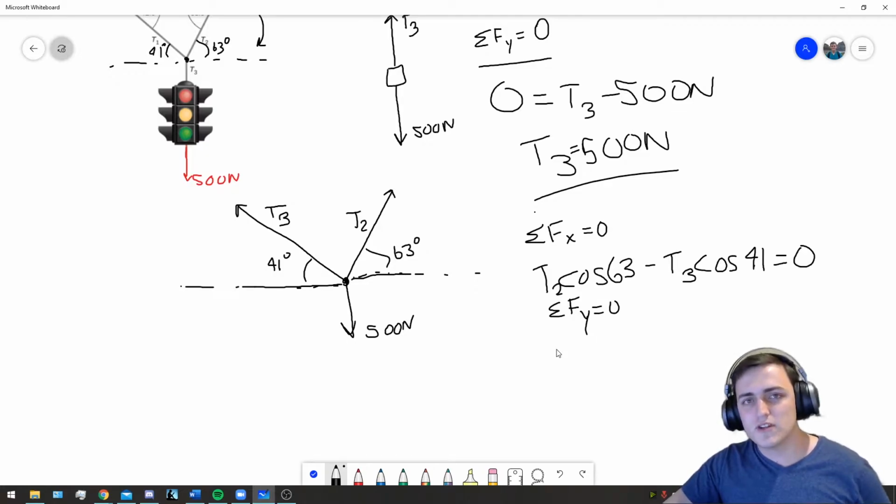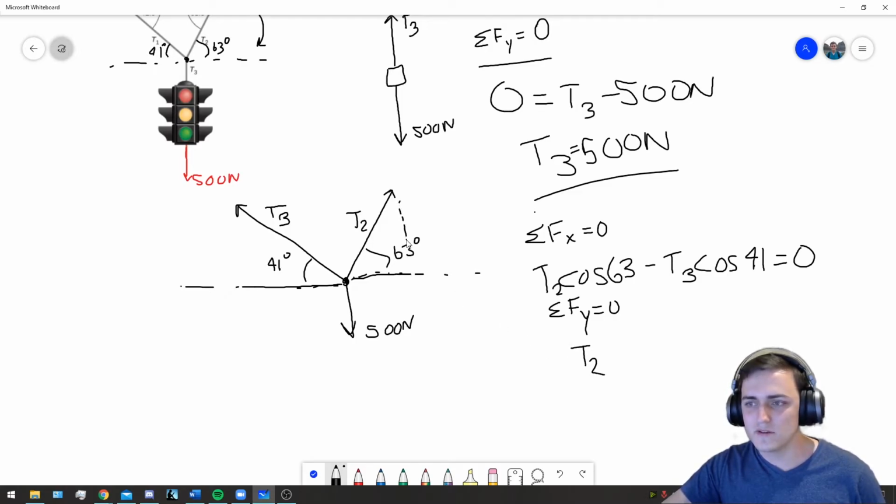And it's going to be a little bit tricky. The algebra is going to be a little confusing, but we are going to be able to find a number for all 3 tensions. And looking at the y-axis, we see all 3 forces generate a y component. Let's start with T2. We're looking for the y component, and that's going to be the hypotenuse.